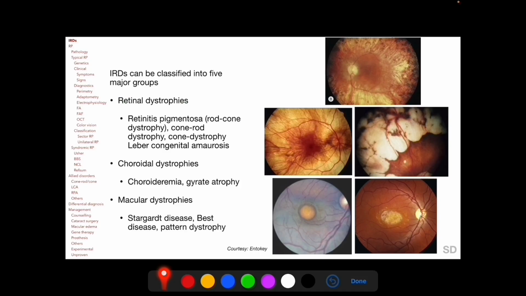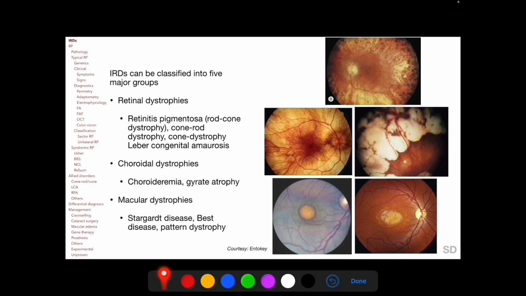Inherited retinal disorders or IRDs can be classified into five major categories. Those with primarily diffuse involvement of the retina, and this group includes retinitis pigmentosa, cone rod dystrophy, cone dystrophy, and Leber congenital amaurosis. This photograph shows a fundus with retinitis pigmentosa, and we'll be discussing this category of entities in this session. Those with primarily diffuse choroidal dystrophies such as choroideremia as seen here in this photograph and gyrate atrophy as seen here in this photograph.